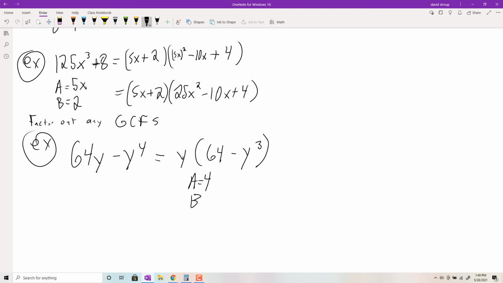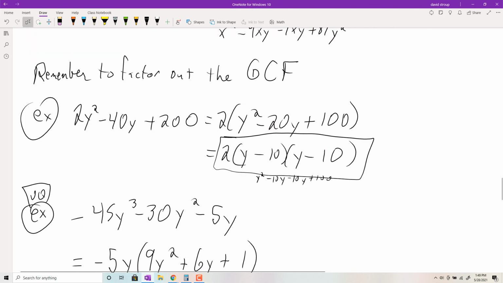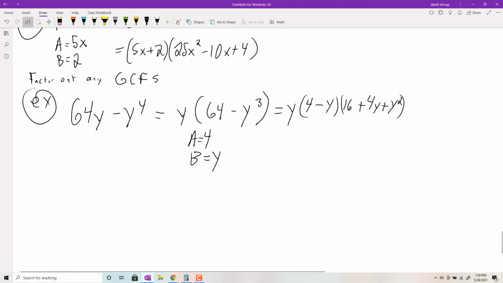And then the b value is going to be y. Okay. So that's y times something times something. So same, opposite, always positive. And then it will be 4 minus y. And then a squared is 16. A times b is 4y. And finally, b squared is y squared. Okay, so that's pretty much the deal. The big and the small of it.